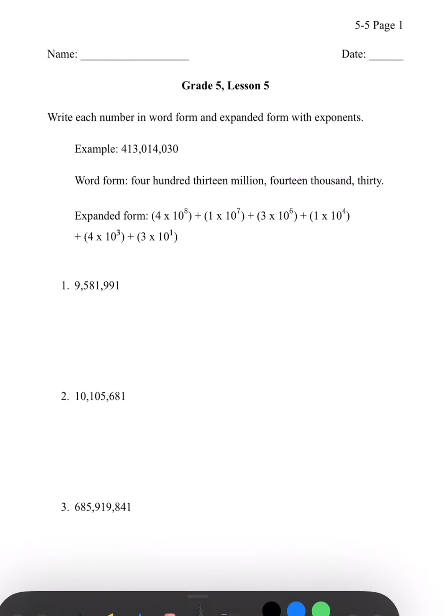It asks us, write each number in word form and expanded form with exponents. The example they gave us is this. In word form, it'll be 413,014,030. In expanded form, we have it in the exponents, as we can see right here. We're going to be going over number 1.